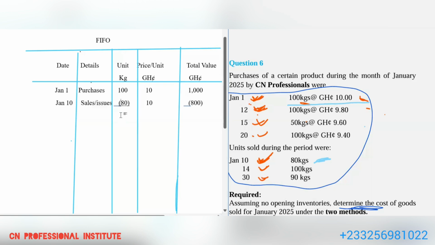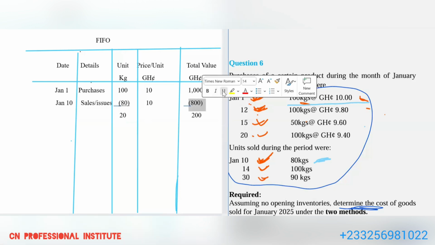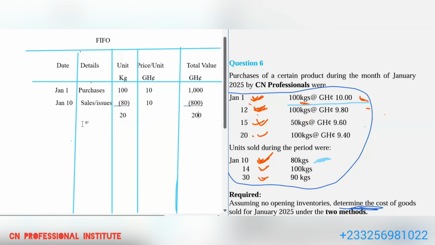Okay, so if I underline, I'll have 20 units left at what price? 10 cedis, right? And that'll give us 200. So we have 20 units or 20 kg at 10 cedis, and that'll give us 200. So this is the balance after selling.